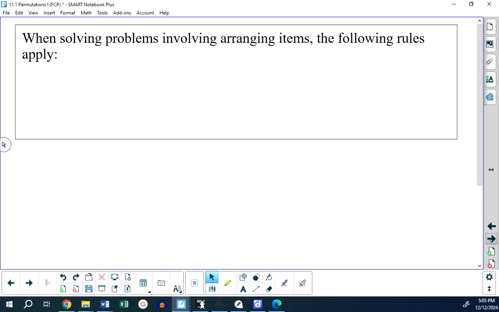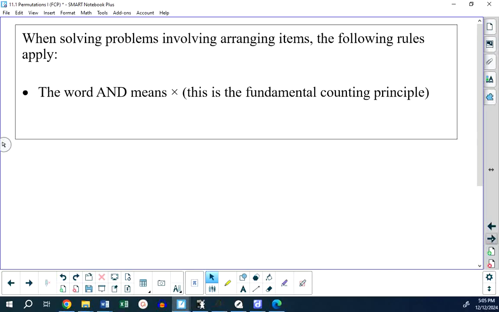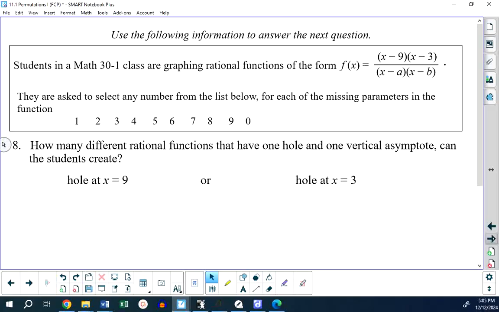If I can get you to turn the page, please, the top of page 3, there's a note here that we need to understand. First of all, we already know the first rule. The first rule is the word and means multiply. And that's just the fundamental counting principle. Bobby Bear has to wear a pair of pants and a shirt, so you multiply the number of pairs of pants times the number of shirts. But there's another rule, and it's that the word or means add. And as we get deeper into the unit, you'll gain an appreciation for why that works. Let's take a look at the next question.